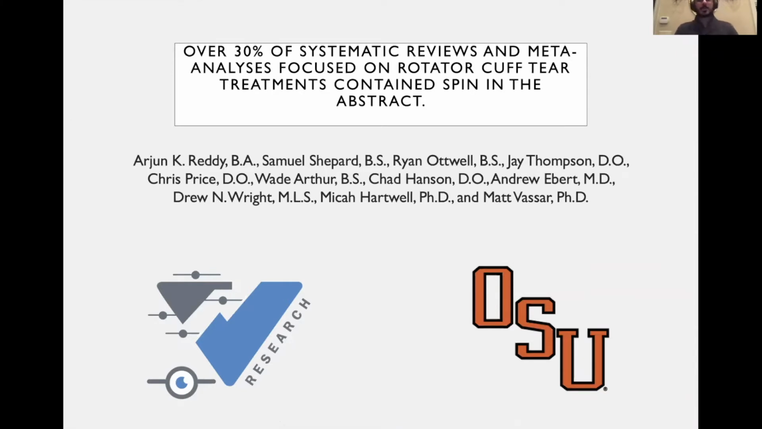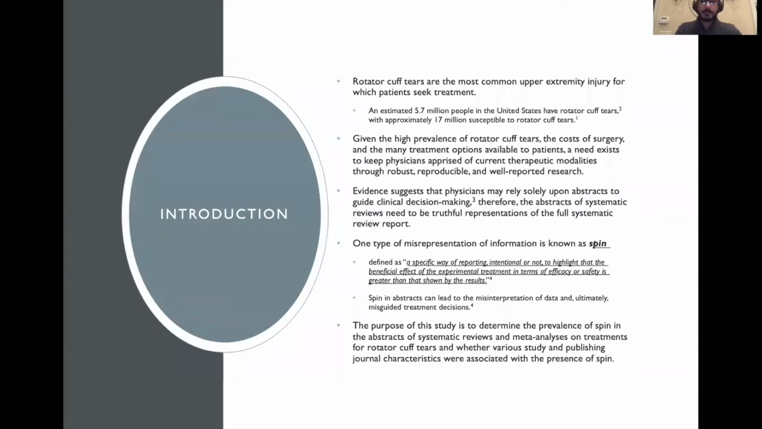I'm a second-year medical student here at OSU CHS, and this is a study that I did last summer with the Vassar research team, looking specifically at spin in abstracts of systematic reviews pertaining to rotator cuff tear treatment.